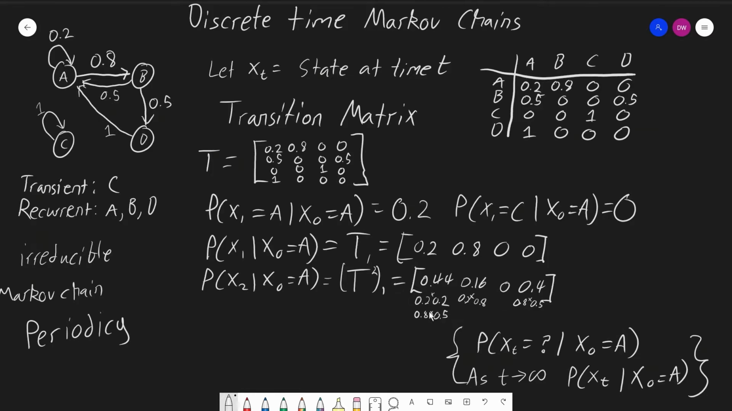This is simple. This is something you should know from intro to stats. Anytime we want to consider the probability of two events happening, we just multiply their probabilities. And sure enough, if we check this, 0.2 times 0.8 is indeed 0.16.